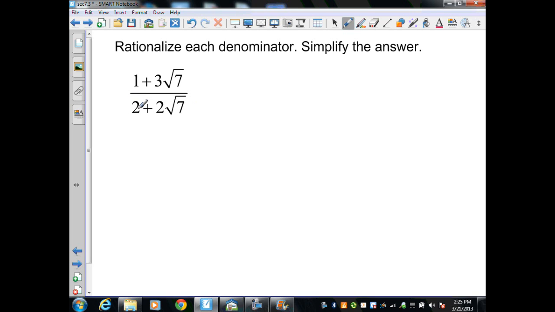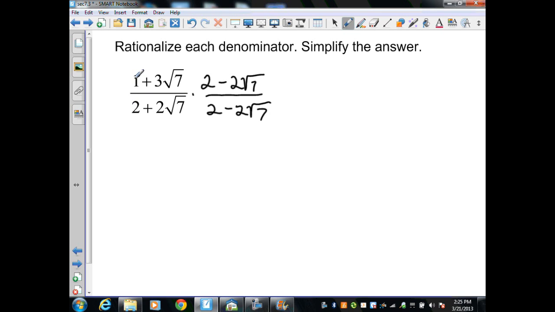Again, I want to simplify or rationalize this denominator. To do so, this is an expression, so I need to find a conjugate. I'm going to multiply the numerator by the conjugate, which is 2 minus 2 square roots of 7 over 2 minus 2 square roots of 7. In this situation, I need to FOIL in the numerator and the denominator.